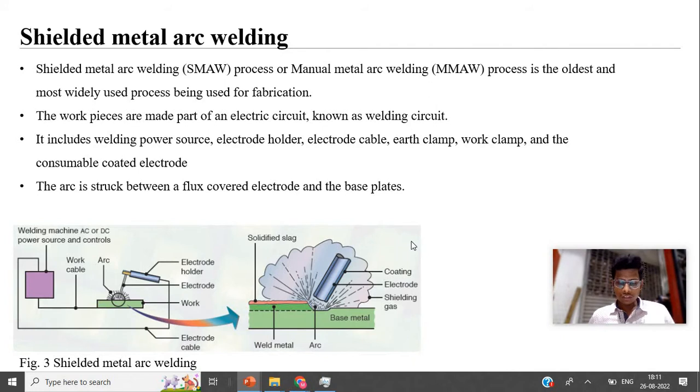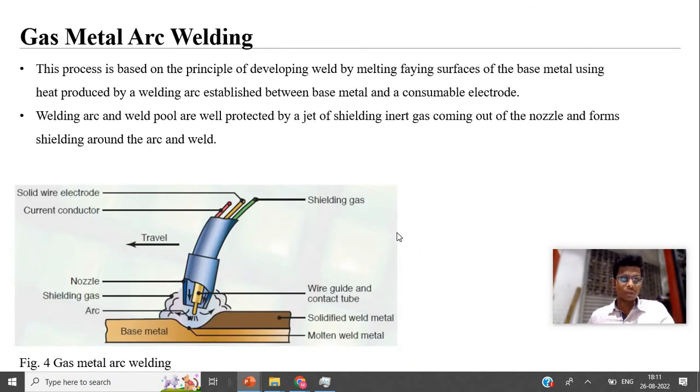This is the shielded metal arc welding process, and similarly there are the gas tungsten arc welding process and the gas metal arc welding process. As the name suggests, here the electrode will be a consumable electrode. Based on the material requirement, we'll use a suitable electrode, and the arc is struck between the electrode and the base plate. Since it is a consumable electrode, it will melt and deposit. And here, as in the case of GTAW, we are also supplying shielding gas, which is used to ionize the arc and also protect the welding molten pool from the atmosphere.